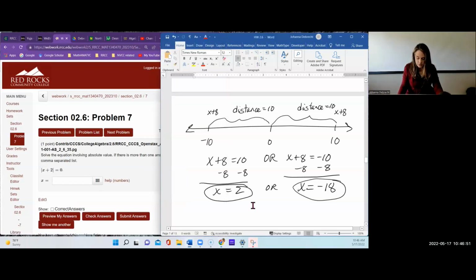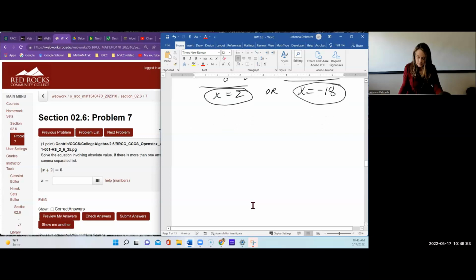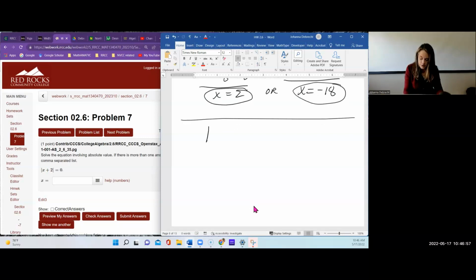Let's take a look at this one right here. This is kind of a weird one. This one says the distance that x plus 2 is from 0 on the number line is 0. What? Okay. The absolute value is isolated. That's always step 1. And then step 2 is to think about what it means on the number line.